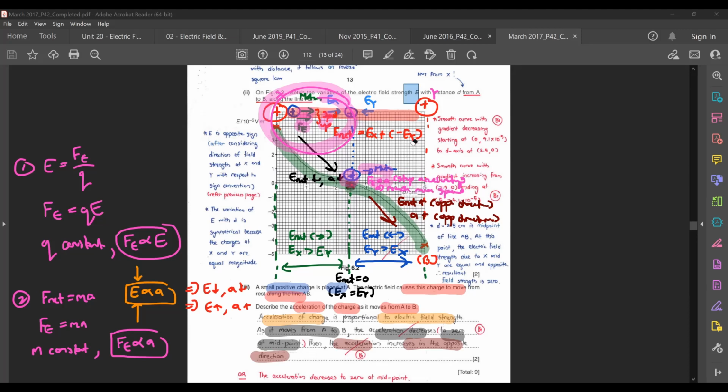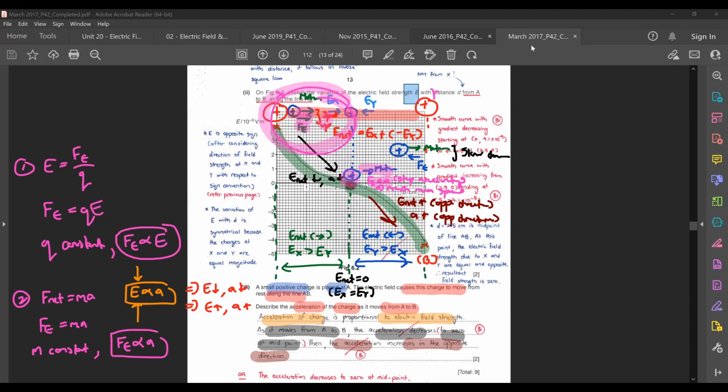After you've gone past that point, you are now, say, probably here. Yeah, I try to draw it here. Your motion is still towards the right, but your electric force is now in the opposite direction. Your Fe net is now in the opposite direction. So since your motion and electric force are in opposite directions, this one you actually slow down. Okay. So that's just one thing to note here.